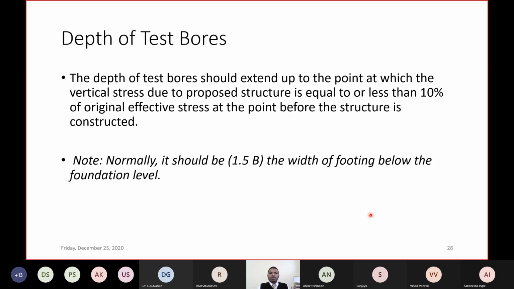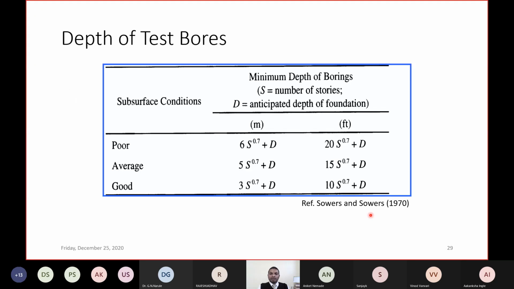Depth of the test boreholes. The depth of test boreholes should extend up to the point at which the vertical stress due to the proposed structure is equal to or less than 10% of the original effective stress at that point before the structure is constructed. And generally it is taken as 1.5 times the width of the footing below the foundation. So this is the suggested depth of boring.